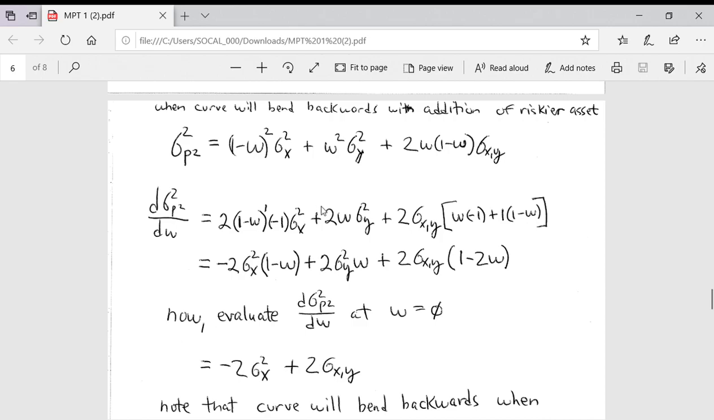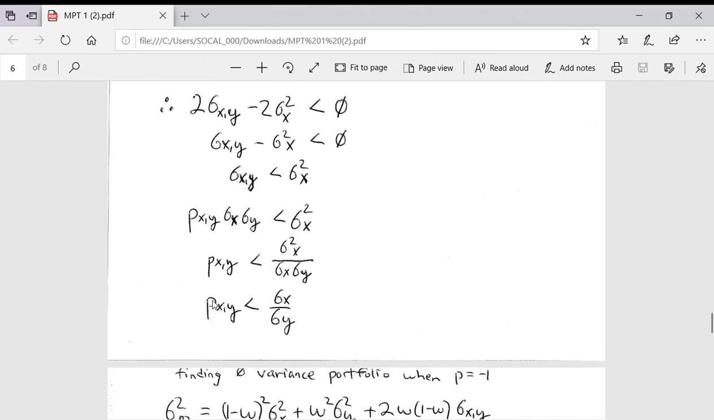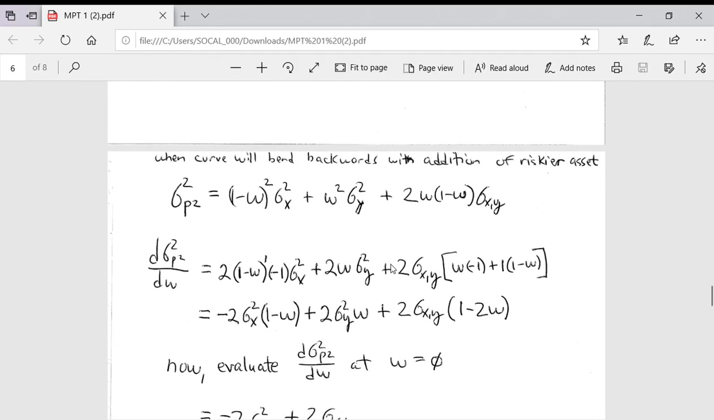I would like now to talk about determining the circumstance when the feasible set in the two-stock case will, quote, bend backwards and effectively exhibit a negative slope as you begin adding some of the riskier asset to the low-risk asset. We already know that this condition, correlation coefficient between x and y being less than the standard deviation of x divided by the standard deviation of y, is necessary for the feasible set to bend backwards, and that is what we want to show here.